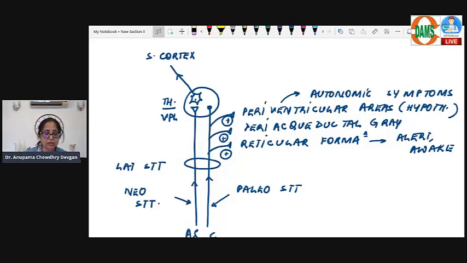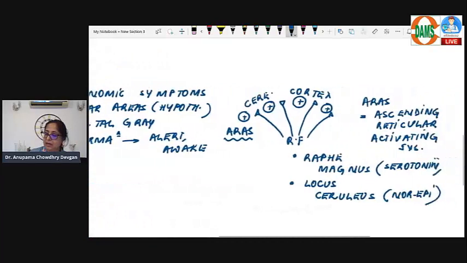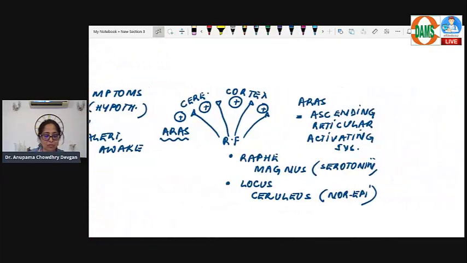Third order sensory neuron is this one, from the thalamus to the cortex. In the case of slow pain, the pathway terminates in the thalamus itself. Right? Ascending reticular activating system from the reticular formation to the cortex. A delta and C fibers: if it is fast pain, the first order is A delta, second order is also A delta. Slow pain, first order is C and second order is also C.